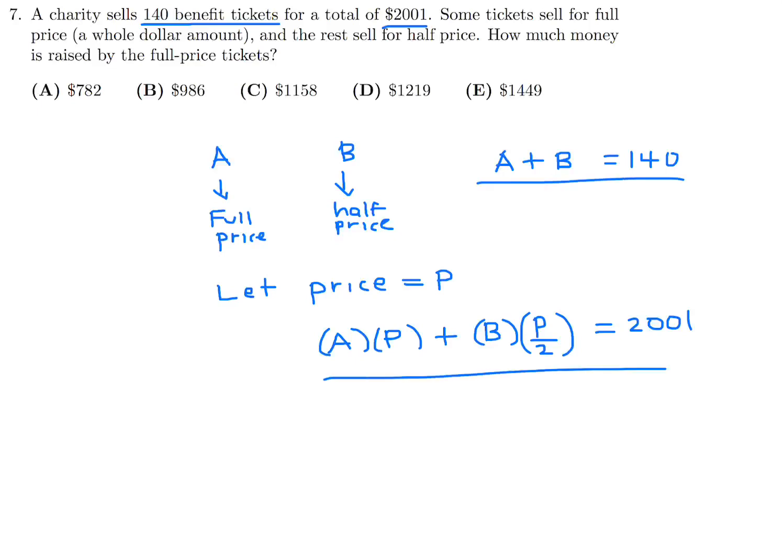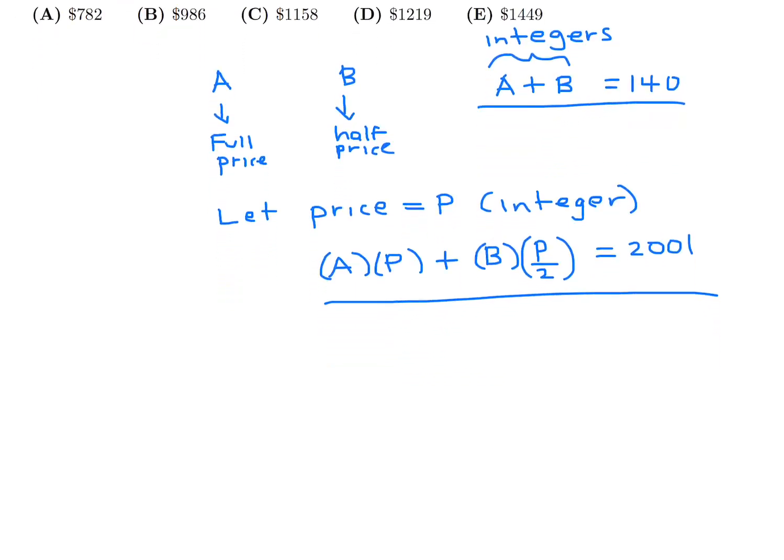So we have two equations. Unfortunately, we have three variables. Usually you need the same number of equations as variables. So if we have three variables, you would need three equations, and they don't give us three equations, but they do tell us a few important things. That the price is a whole dollar amount, so P is an integer. And A and B are also integers, right? Because they represent the number of tickets. You can't have 3.7 tickets. So because everything's an integer, probably going to have to do some inspection at the end. All right, let's just proceed with this.